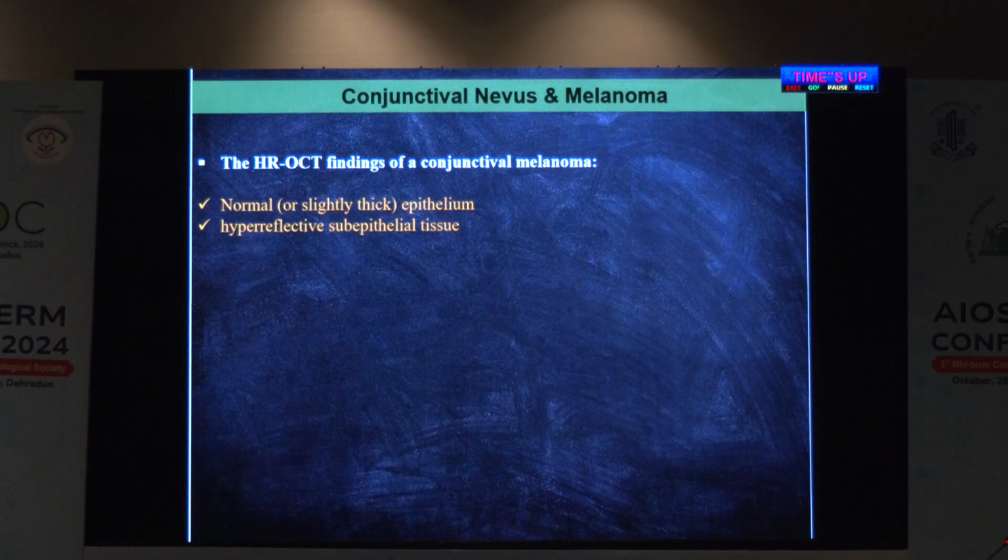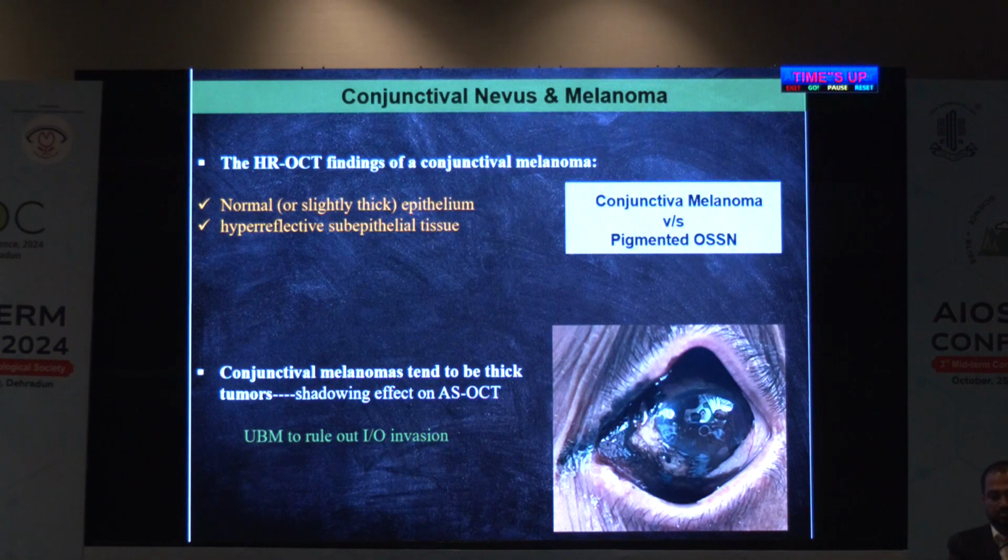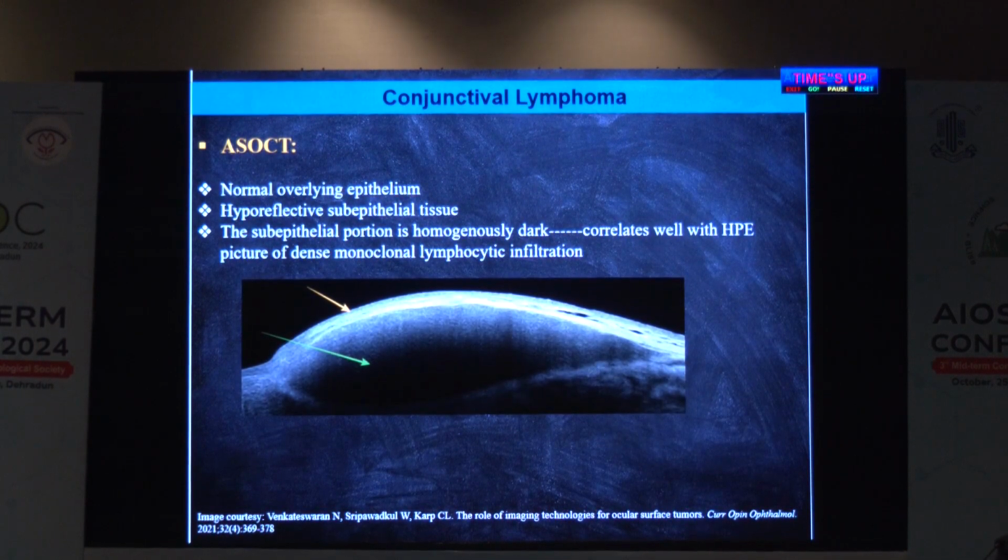So just wrapping up, a couple more slides. An HR-OCT would also help differentiate between a melanoma and a pigmented OSSN and vice versa. So an OSSN versus an apigmented amelanotic melanoma. Remember that these are not epithelial lesions, so the subepithelial tissue will be hyperreflective in these cases, and most of these melanomas tend to be very thick, so you would need a UBM to rule out intraocular invasion. ASOCT will fall flat when it comes to diagnosing a melanoma.